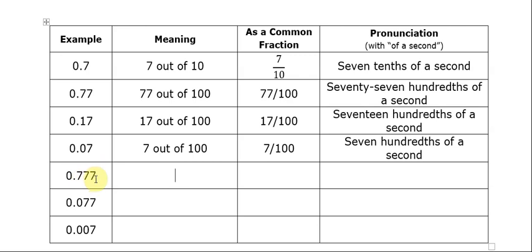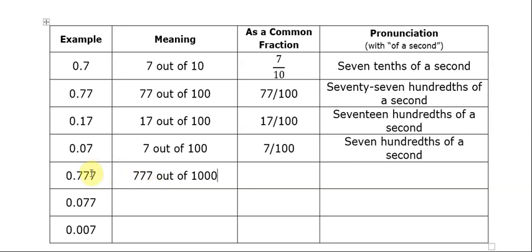So we are seeing digits taking up 3 decimal places now. So of course, it won't be 100 as the unwritten denominator. It would actually be 777 out of, you guessed it, 1000.